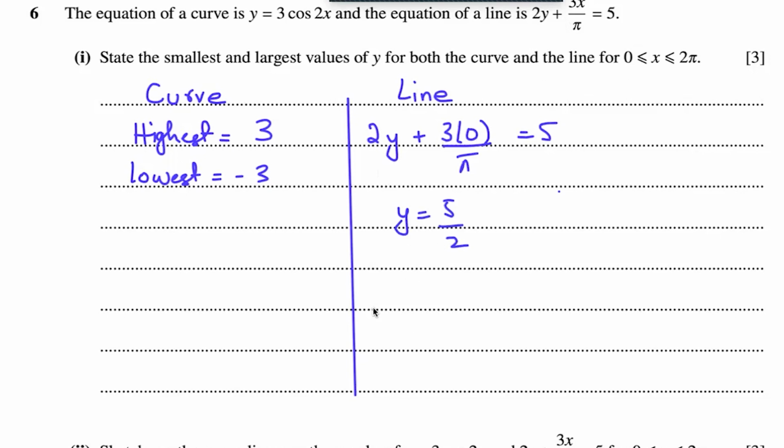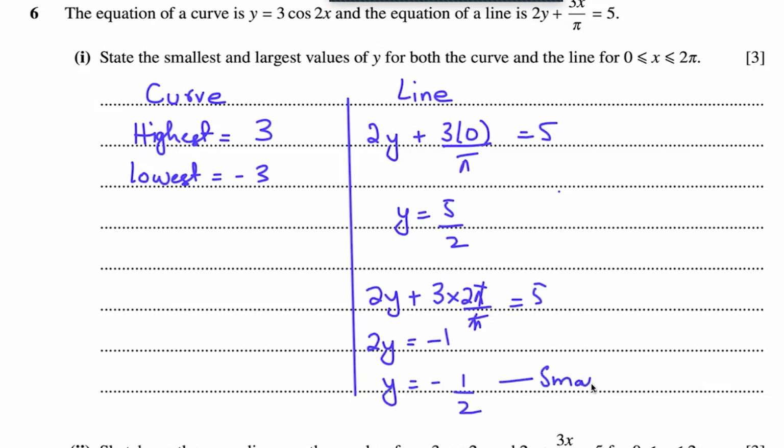Substituting 2 pi into the equation, we get 2y + 3 times 2 pi upon pi = 5. Cancelling out the pi's, we have 2y + 6 = 5. So 2y = 5 minus 6, which is minus 1. So y = minus 1/2. So this is the smallest value, and 5/2 or 2.5 is the largest value.